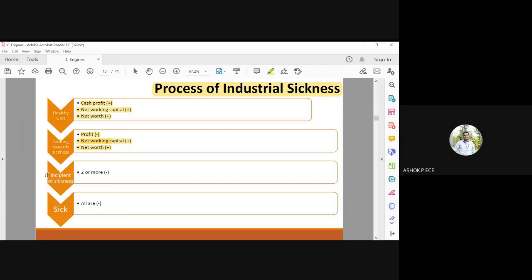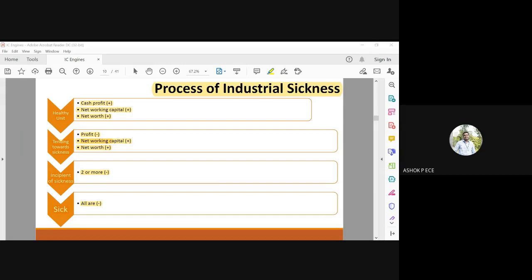And incipient of sickness, you see, two or more of the three are negative. And sick means all are negative. Profit is negative, no capital, no net worth. Everything is going to be negative. So when two or more is negative, you call it incipient of sickness, and when all are negative, you call it a perfectly sick unit. So you are going to classify them based on these three parameters.